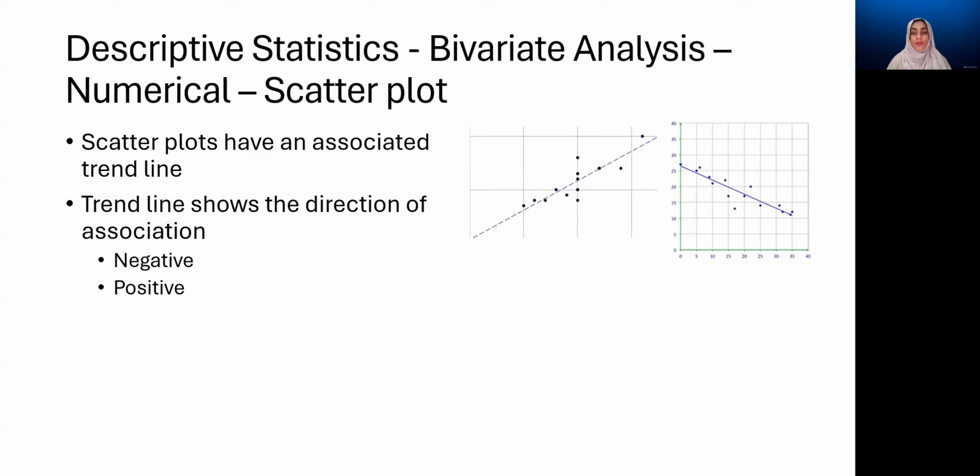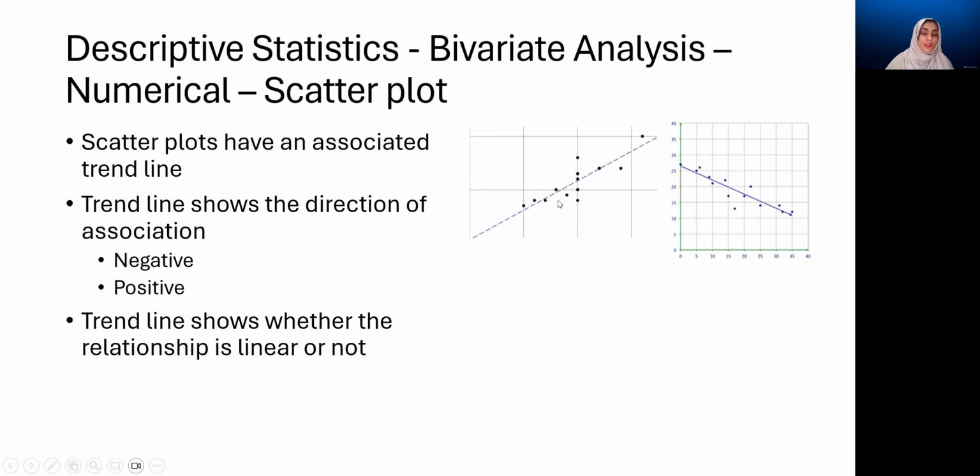And you can have an upward trend represented by a line going upwards. So if the value of x is increasing, the value of y is also increasing. So this is a positive relationship.